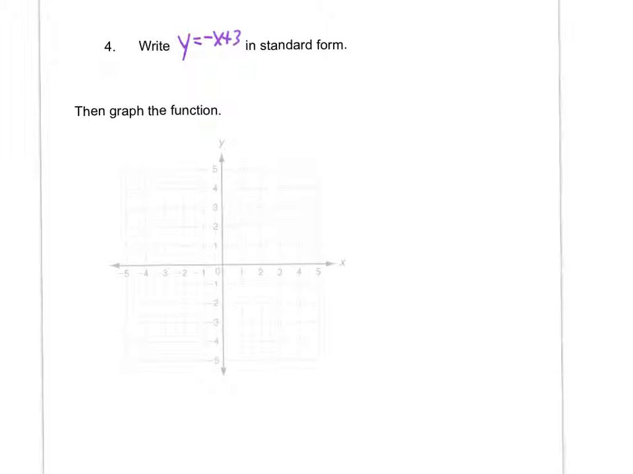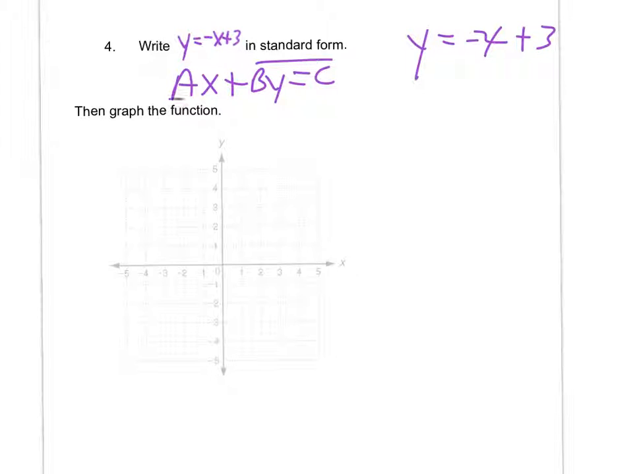In this particular problem, we want to take y equals -x plus 3, and we want to convert it to standard form. Remember, standard form is ax plus by equals c. Now notice that means the x and y are on the same side. The a, the b, and the c all stand for numbers. So in order for me to move this x over here to be with the y, I need to add x to both sides. So now on this side you're going to have a positive x.